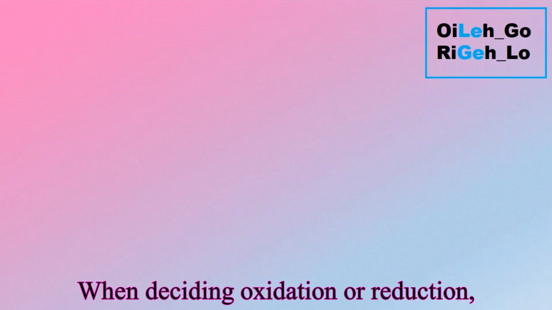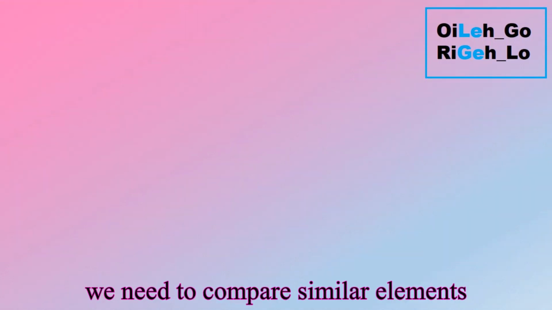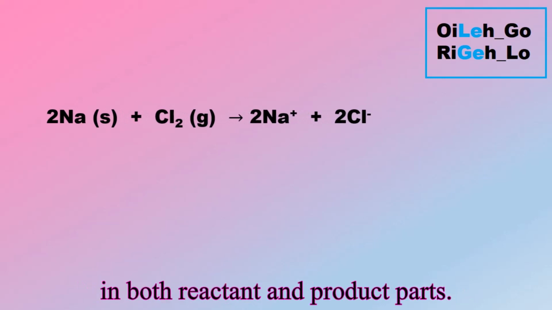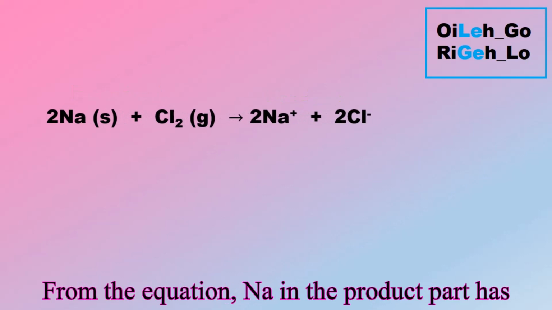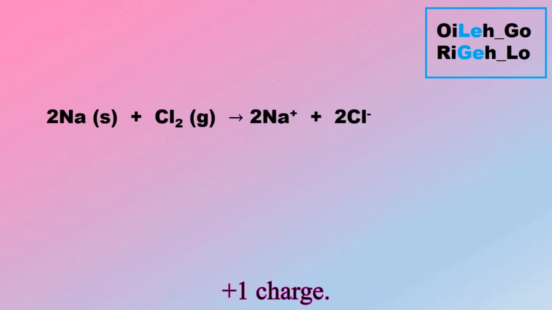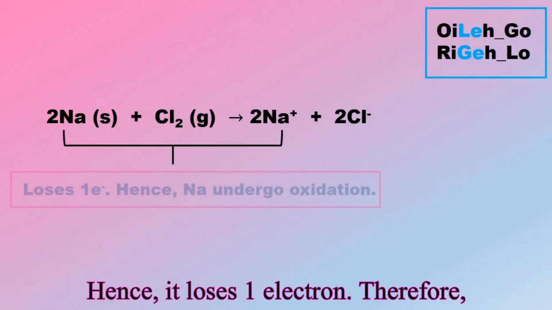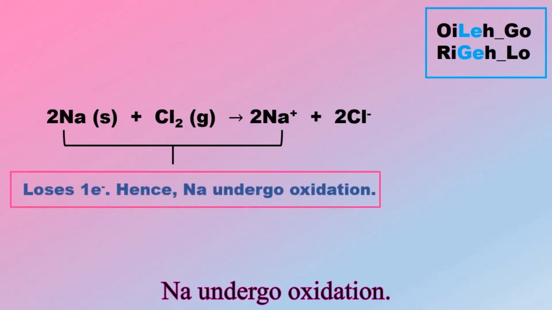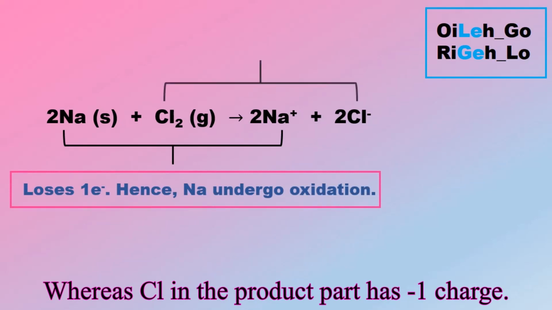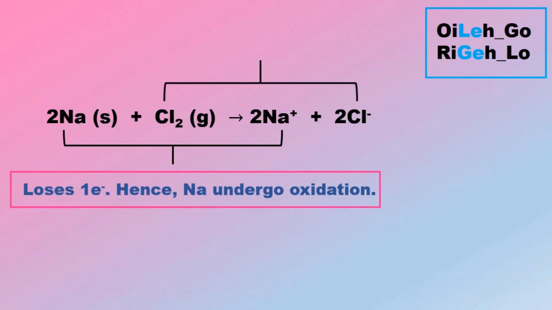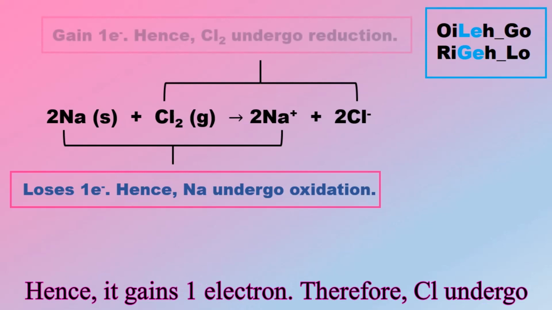When deciding oxidation or reduction, we need to compare similar elements in both reactant and product parts. From the equation, Na in the product part has +1 charge. Hence, it loses 1 electron. Therefore, Na undergo oxidation. Whereas Cl in the product part has -1 charge. Hence, it gains 1 electron. Therefore, Cl undergo reduction.